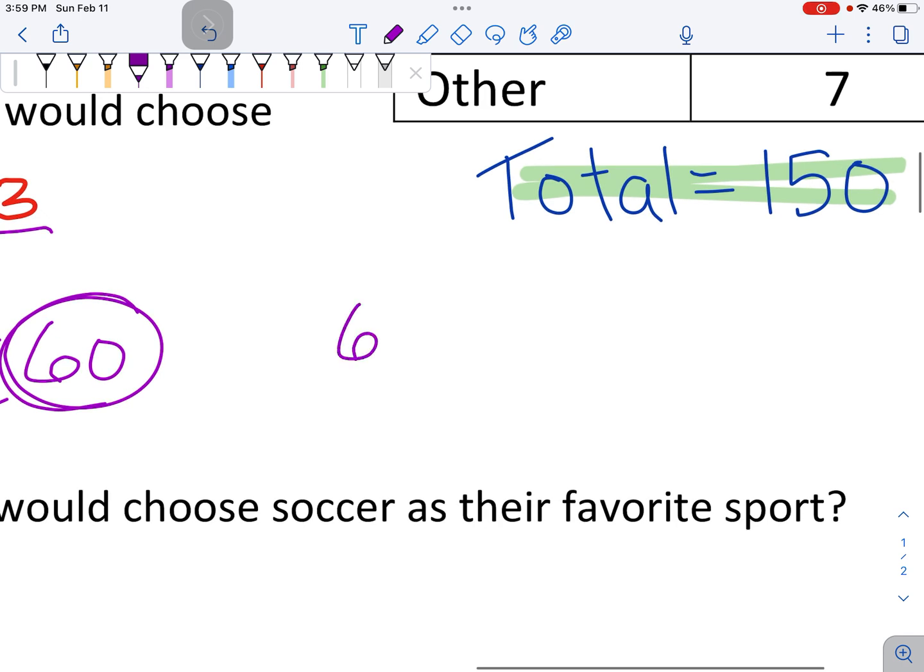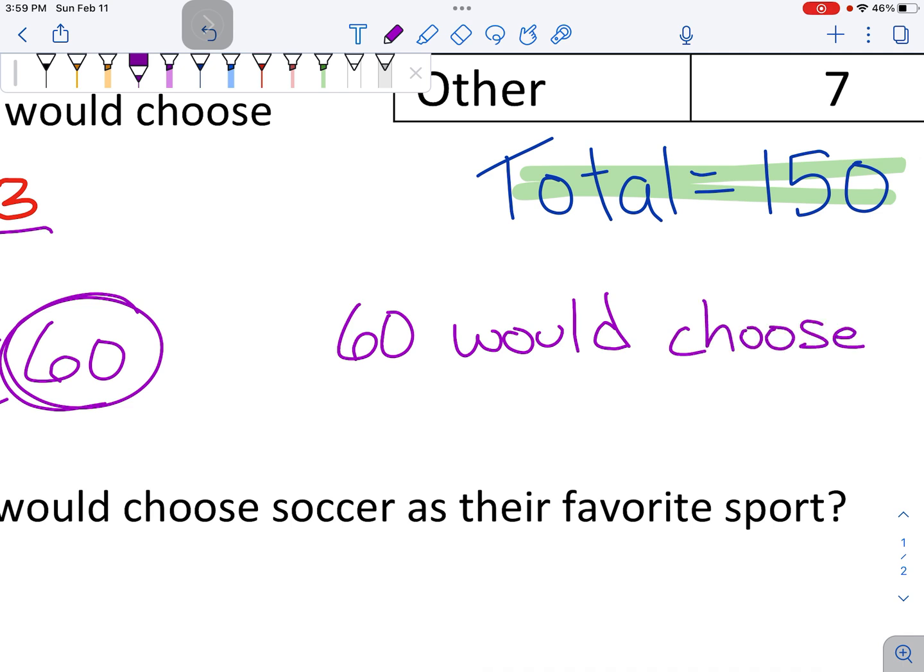And remember, this is a prediction. It's probably not going to be exactly 60, but I bet it's really, really close. We would guess that 60 would choose baseball.